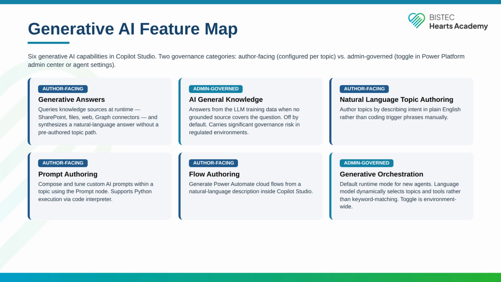Question to pose. If a new author joined your team tomorrow and enabled AI general knowledge on a development agent, what controls in your current governance model would catch that before it reached production?